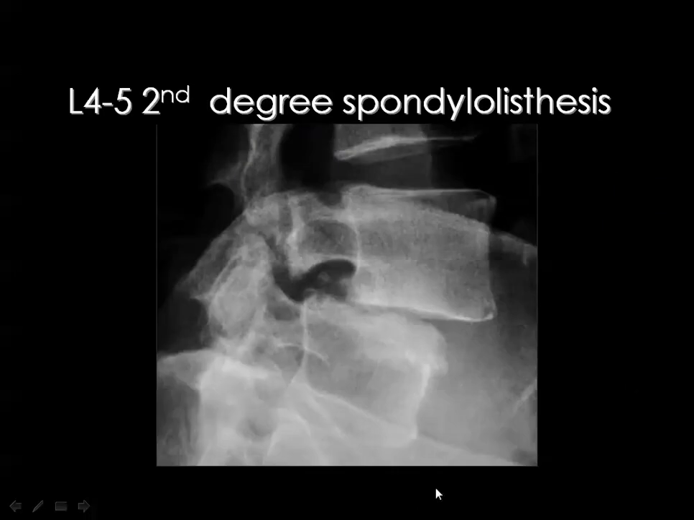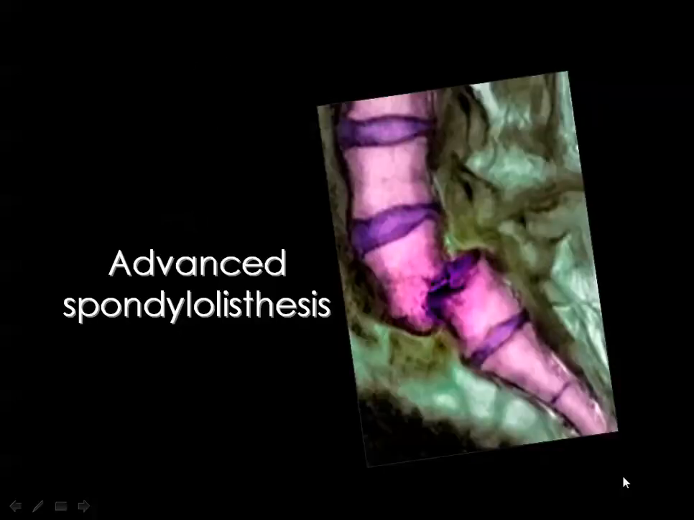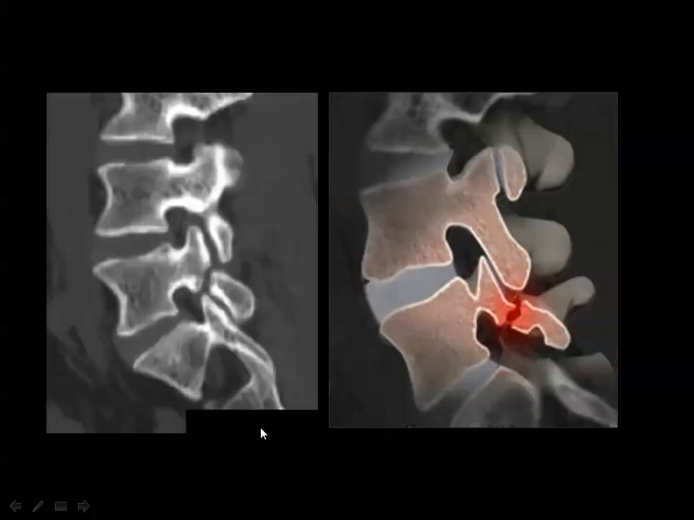Then you can assess the pars break in the lateral view. You don't need the oblique views. You can see this is the region of the pars interarticularis which is broken, and the vertebra has moved more than a quarter of the vertebra below, and this is what we call second degree spondylolisthesis. And this is a severe degree of spondylolisthesis approaching stage 4.